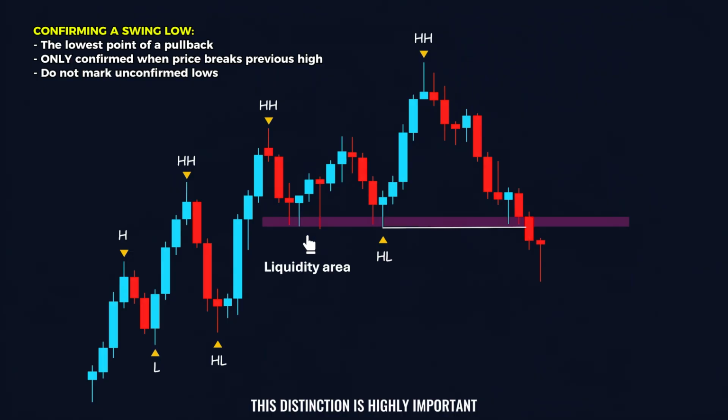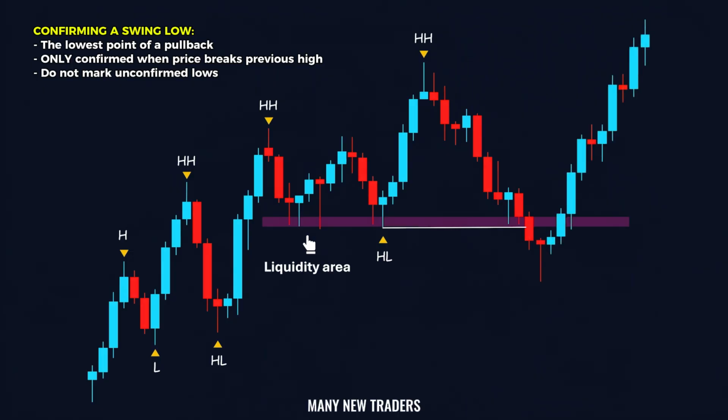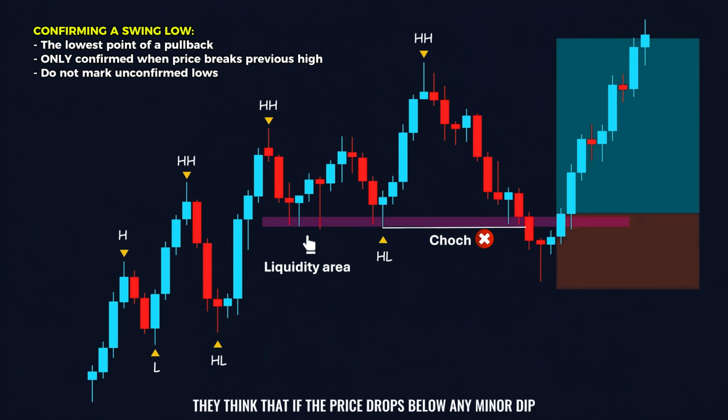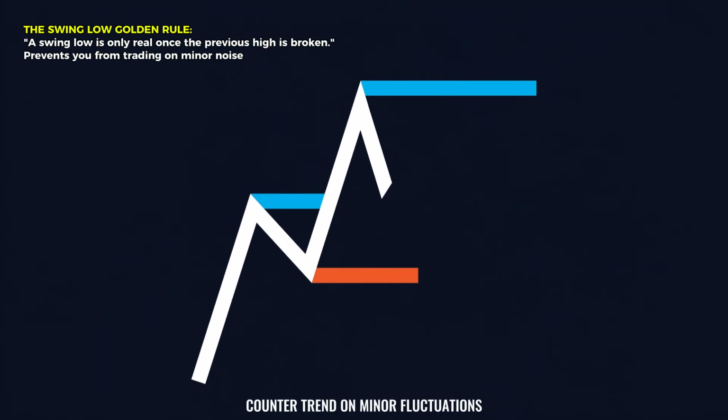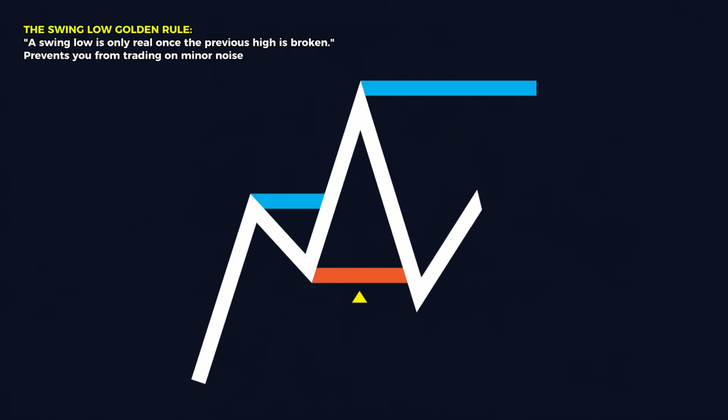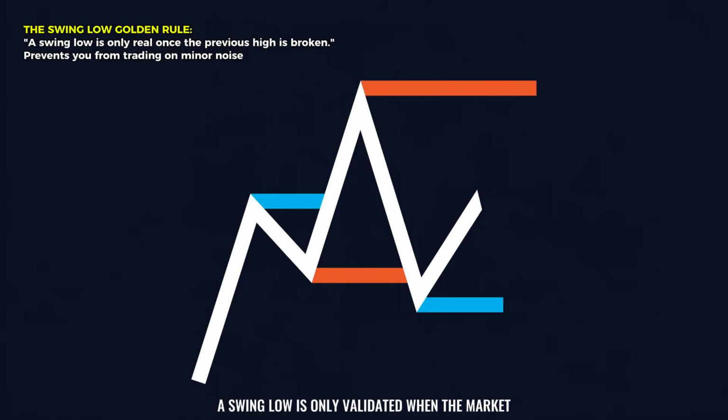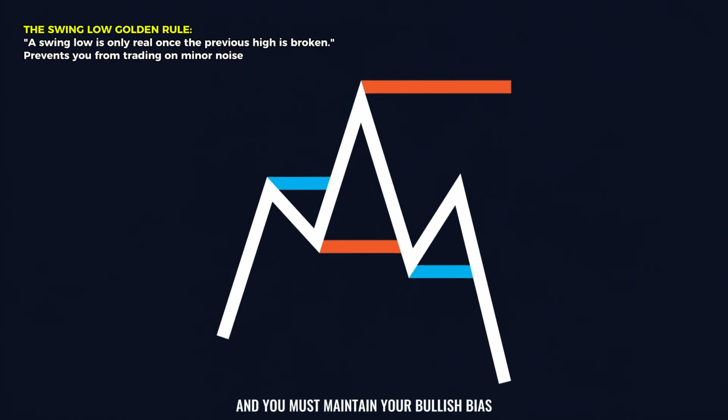This distinction is highly important. Many new traders mark every single little dip as a swing low. They think that if the price drops below any minor dip, the trend has reversed. This leads to massive confusion because they end up trading counter-trend on minor fluctuations. Remember this golden rule: a swing low is only validated when the market structure is broken to the upside. If that structure is not broken, the previous trend is still fully intact, and you must maintain your bullish bias.